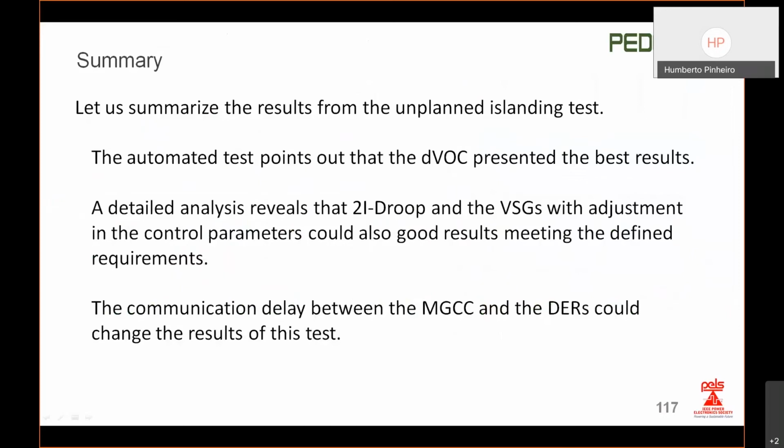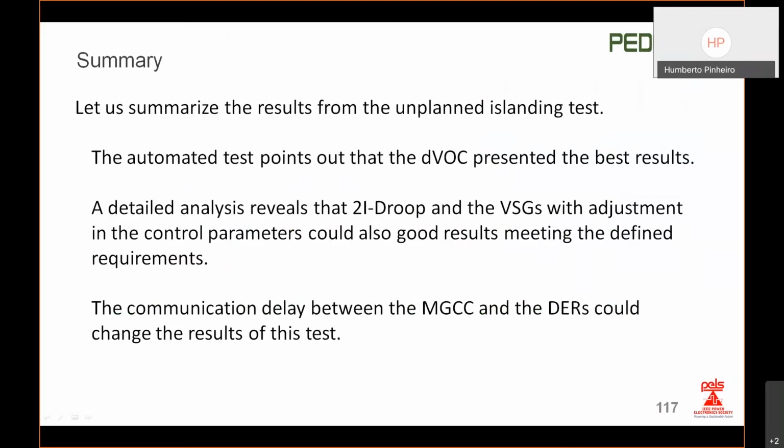In summary, what we have from this test, the automated test points out that the VOC represents the best results. The detailed analysis revealed that the two, integrated droop and the virtual synchronous generator with adjustment in the control parameters, could also give good results.